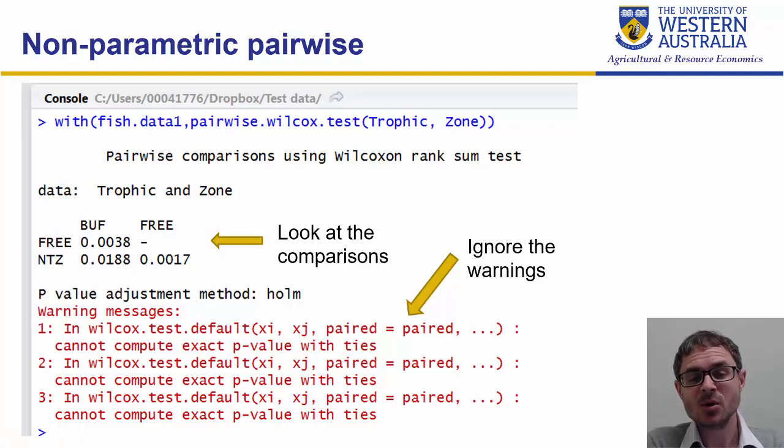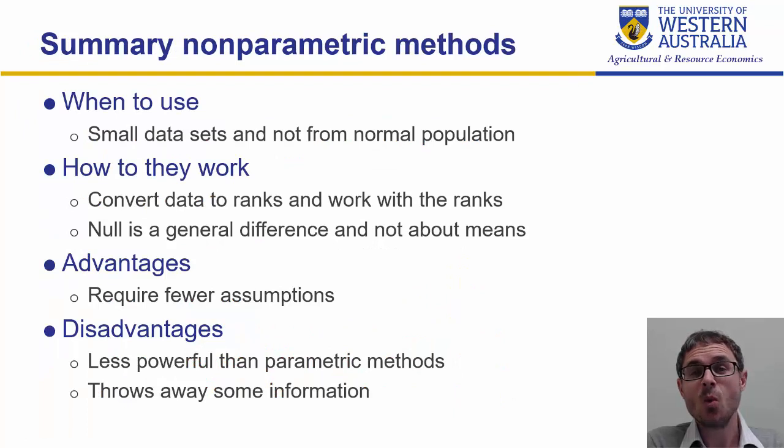So what's a summary of our non-parametric methods? When do we use them? Small data sets from a non-normal population. If we had a small data set from a normal population, we would still be better off using the ANOVA. We work with the ranks, that's the main method. Rather than the actual data, you use the rank order of the data. The advantages are that they require few assumptions. The disadvantages are that you have less chance of detecting a difference if a difference truly exists. So they have less power than parametric tests.